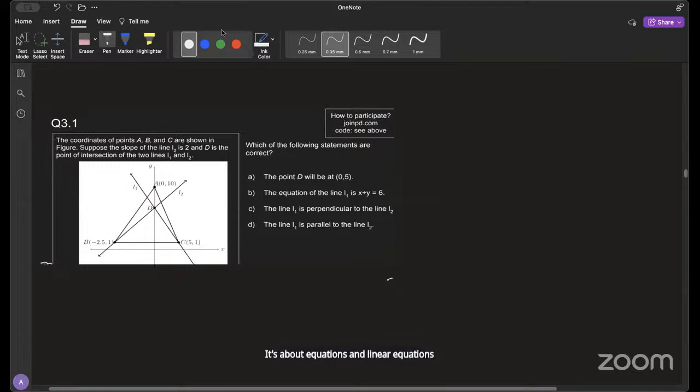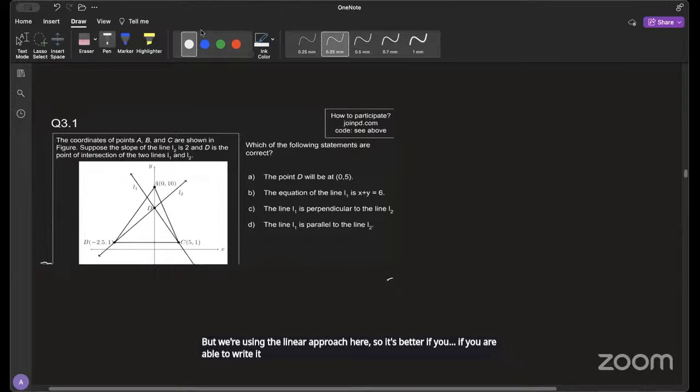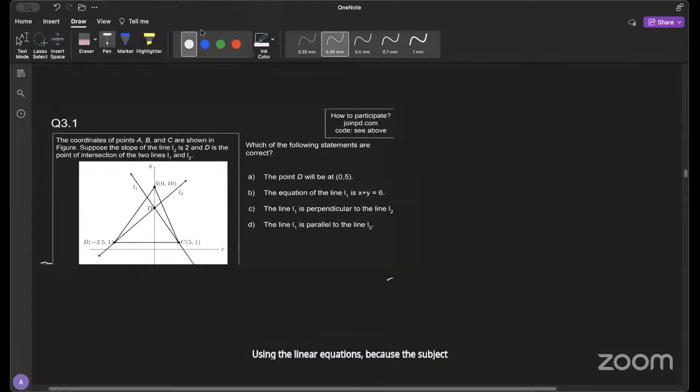So what you're saying is the total depreciation is 40,000, and then you divide it by 5 and you get 8,000 over 5 years. That's fine, but we're not trying to just find the answer. There are a lot of ways to find answers to a question, but we're using the linear approach here. So it's better if you write properly in your exams how you got the answer and how you did it using linear equations, because the subject is about that, right? Thank you, ma'am.